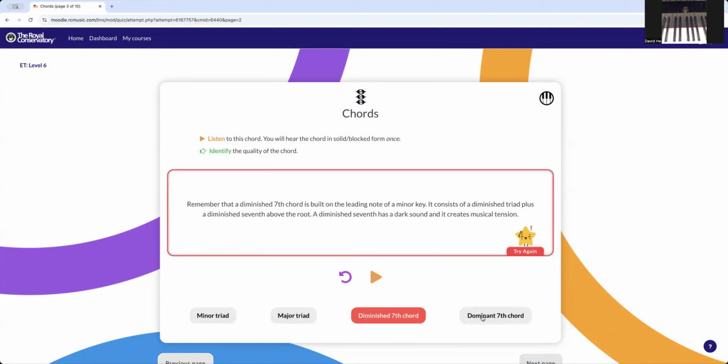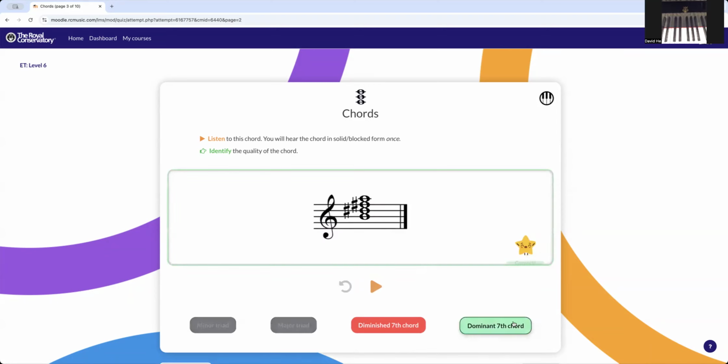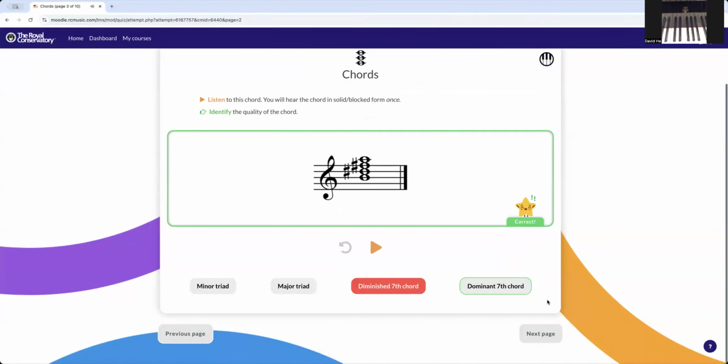Oh, sorry. It's dominant sevenths. I made a lot of mistakes here today. All right, there is a sharp in there. Okay, that makes sense. This one's more open, so it's dominant sevenths.